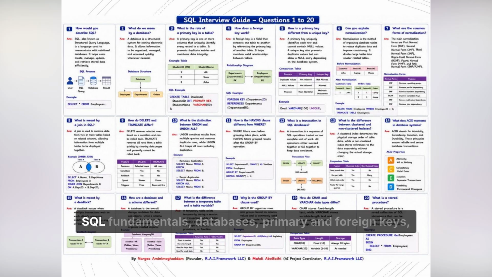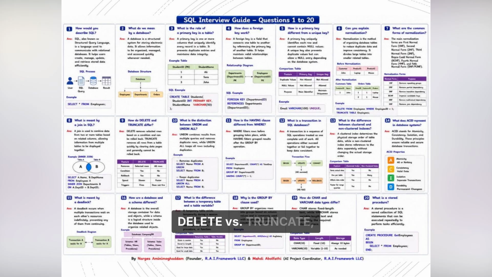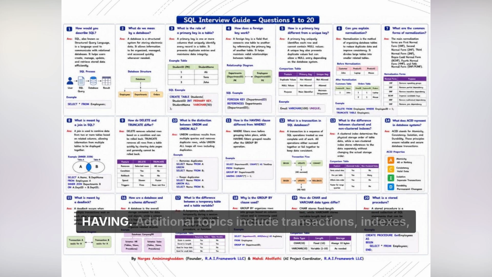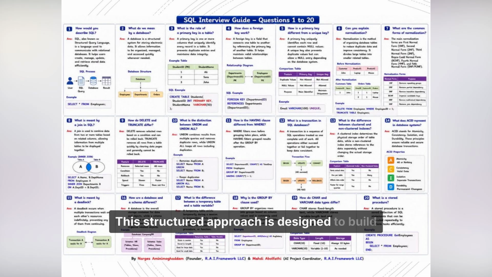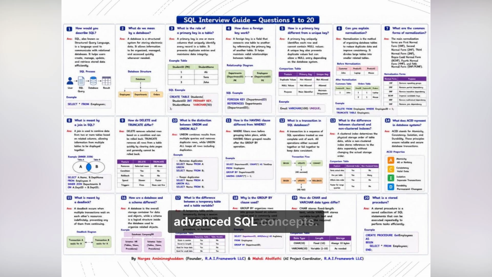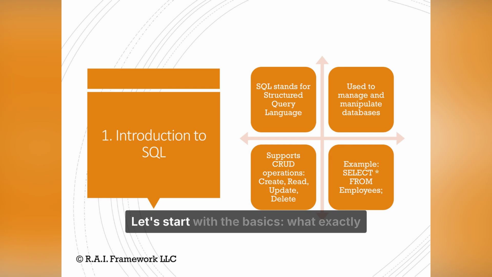We will cover SQL fundamentals, databases, primary and foreign keys, normalization, and join operations, along with important comparisons such as delete versus truncate, union versus union all, and where versus having. Additional topics include transactions, indexes, ACID properties, deadlocks, and the difference between databases and schemas. This structured approach is designed to build a strong understanding of both fundamental and advanced SQL concepts. Let's start with the basics.